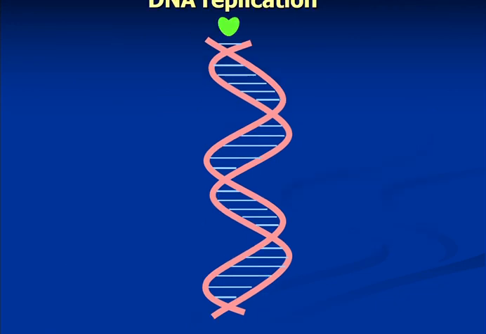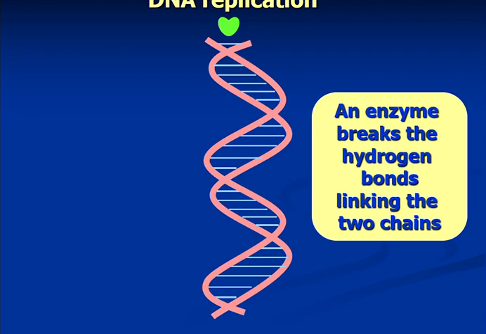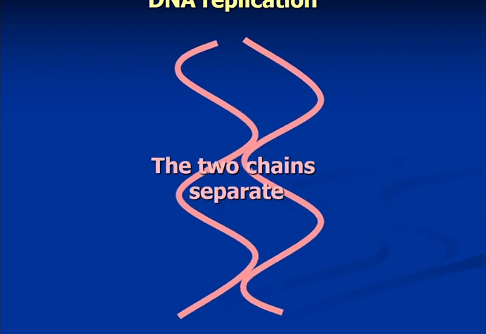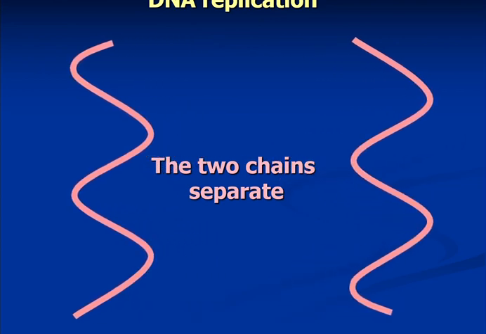What happens in DNA replication is we have to separate the DNA first. The first enzyme moves through. This little green heart represents a particular enzyme. I'll get to that in a second. What happens is it breaks the hydrogen bonds linking the two chains together. So it literally goes down the middle of the two polynucleotides and it breaks those hydrogen bonds, and then those two chains separate.